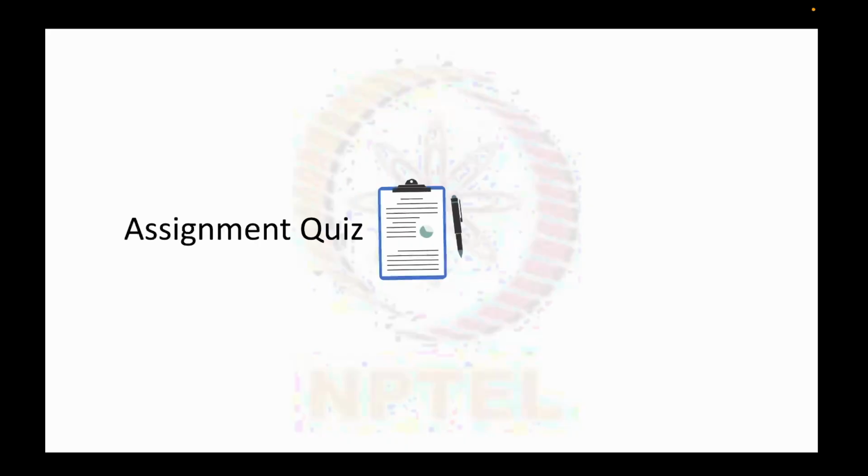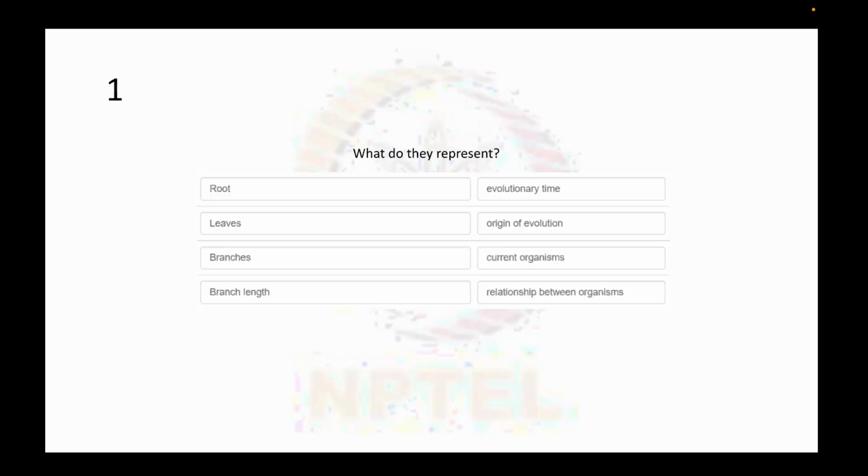So that's all I have for today. I'll start with a quiz. This is a match the following kind of question. What do they represent? Root, leaves, branches and branch length.